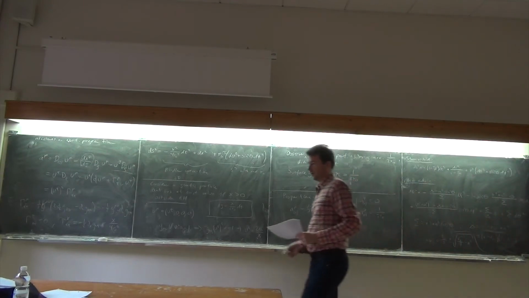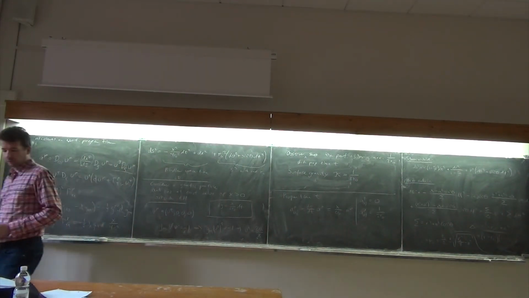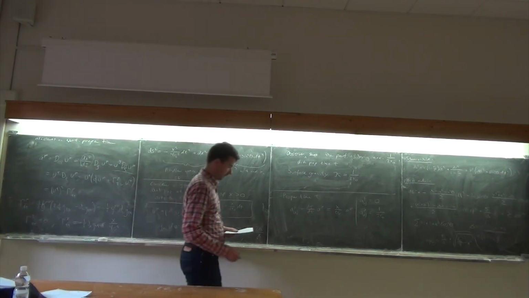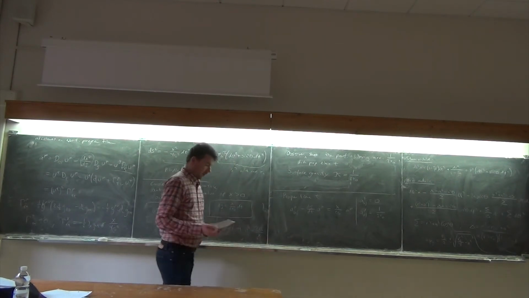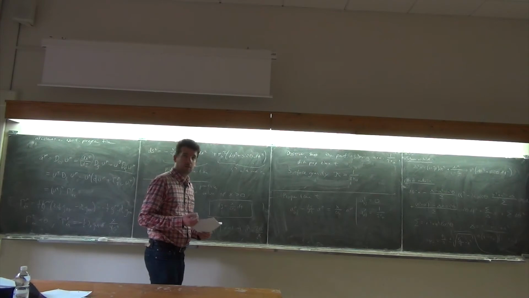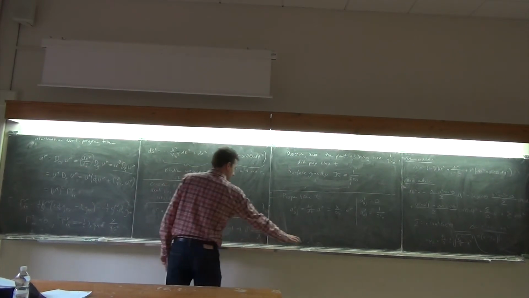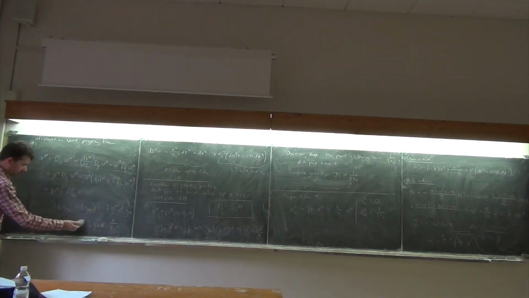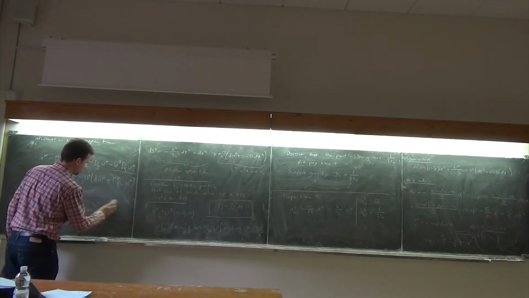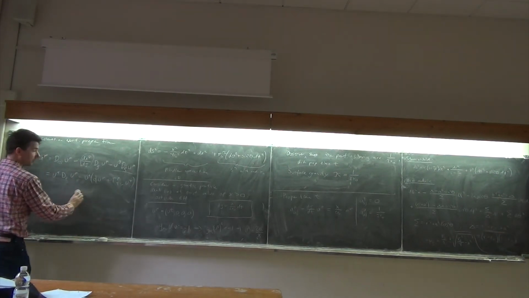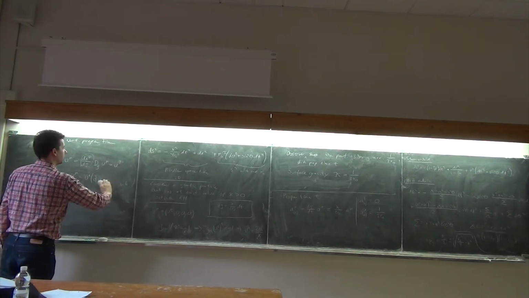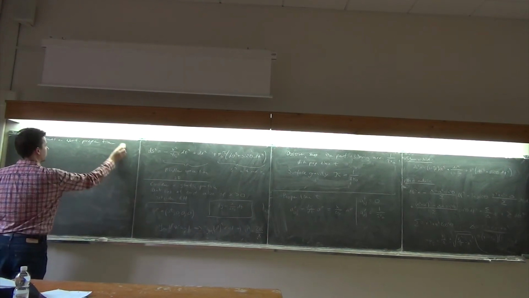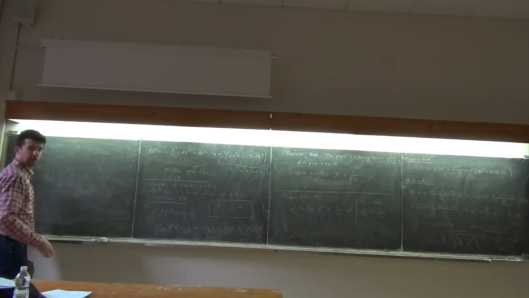So the surface gravity is just another name for the acceleration of a static particle here. Any questions about this? And this surface gravity is something you can define for any event horizon, actually. That's why it's important, because it's something you can observe for any event horizon.